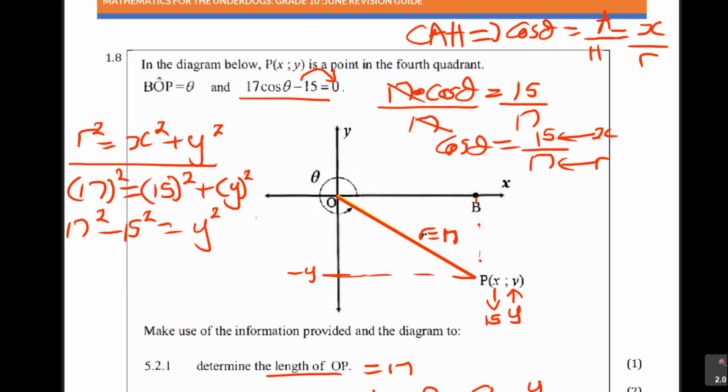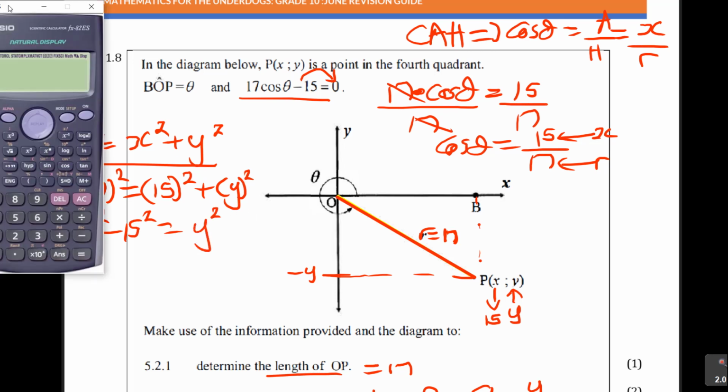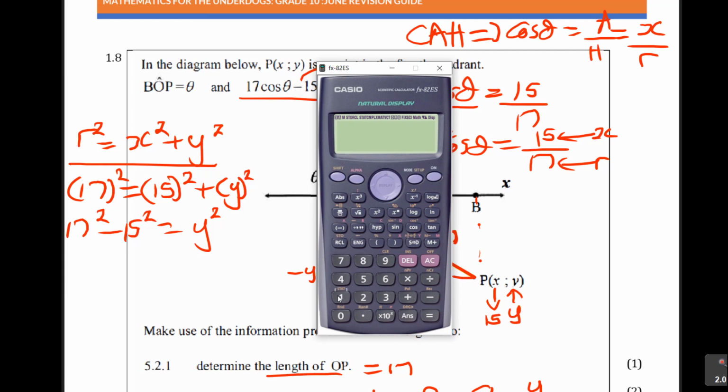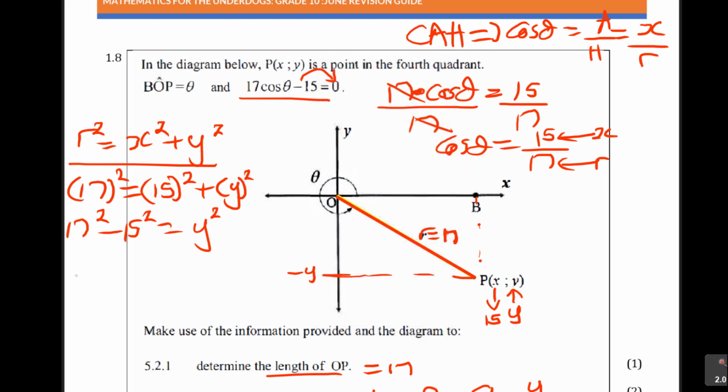You can use a calculator there to find 17 squared minus 15 squared. What do you get? I get 64. So 64 is equal to y squared. Now pay attention, I need to square root now. When I square root here, I must say what? Plus or minus. I've been emphasizing that: you need to give me plus or minus.